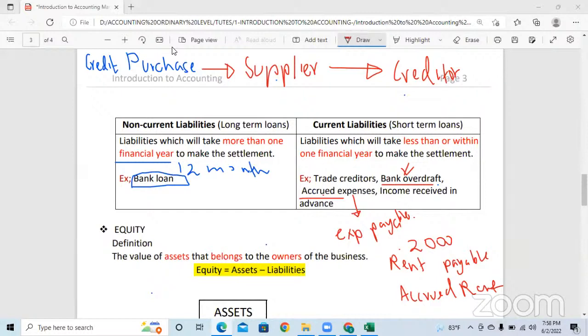Accrued electricity bill is Lena, like this. You have already used the electricity, but you still didn't pay. So we say electricity payable or accrued electricity. Understood? It's also a current liability, dear.